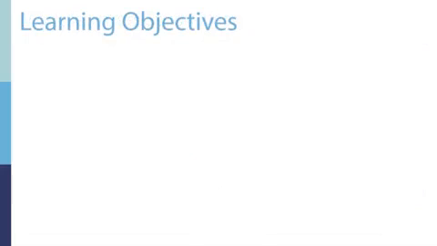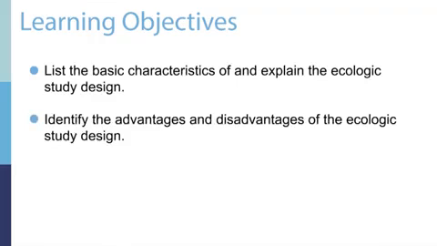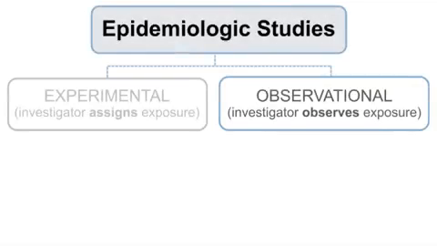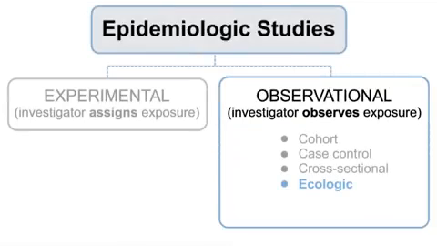The learning objectives for the ecologic study design segment are to list the basic characteristics and explain the ecologic study design, and also to identify the advantages and disadvantages of the ecologic study design. Ecologic studies are a type of observational study design. They are one of the 4 types of observational study designs that we are covering in our course.